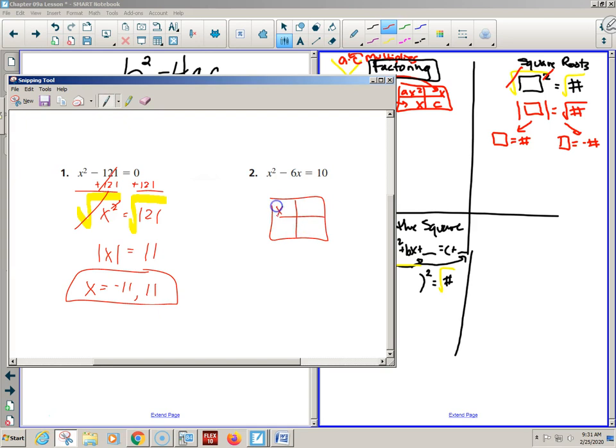But for this one, I'm guessing, kiddo, your box was good because you did negative 3x and negative 3x, filling it with the 9. And I can tell you did it right because you said 19.